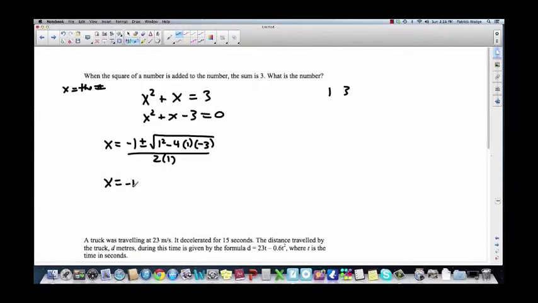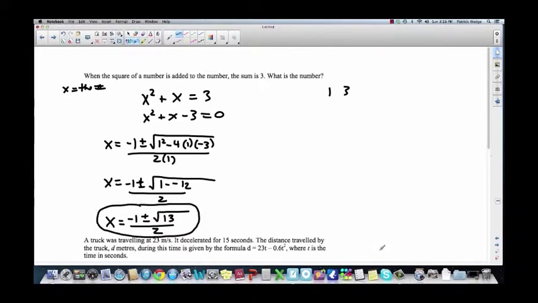So x equals negative 1 plus or minus the square root of 1. 4 times 1 is 4, times negative 3 is negative 12, sorry. So you get 1, take away negative 12, all over 2. So x equals negative 1 plus or minus the square root of 13, divided by 2. Can we simplify this? Can you simplify root 13? No, you can't. This is your answer right here.